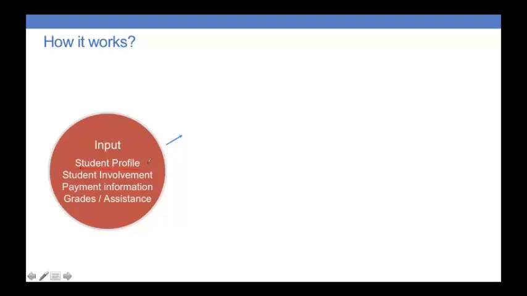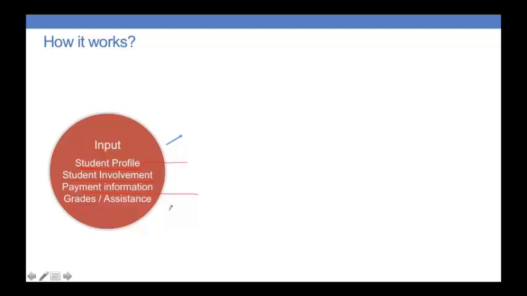Then we bring the student involvement: whether the student is logging into the university system, if he's getting books from the library, if he's going to the gym, everything that we can get out of the usage of the university. There's, of course, a correlation between whether a student is involved in the university and the risk of dropping out. The payment information: if they are paying on time or late, the payment type, and of course their grades and attendance, if they are showing up or not.